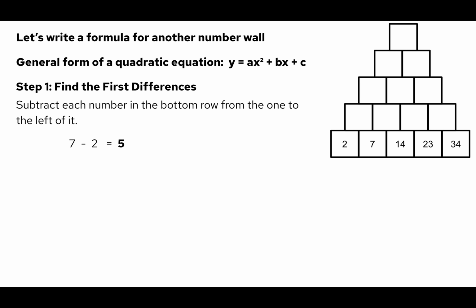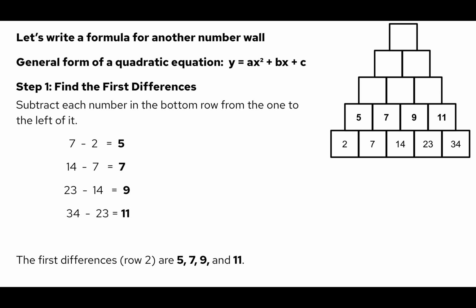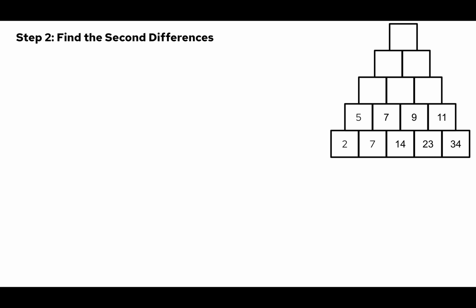And again, we're going to be subtracting. So 7 minus 2 is 5. 14 minus 7 is 7. 23 minus 14 is 9. And 34 minus 23 is 11. Okay, that looks good. So we know the differences in row 2 are 5, 7, 9, and 11.